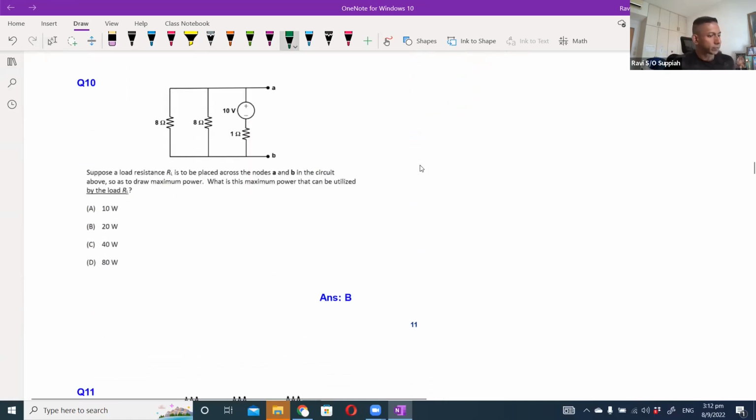Okay, question 10. Suppose load resistance RL is placed. What is the maximum power? Whenever you see this kind of statement, it is already a clear indication that you're supposed to use Thevenin's equivalent. To find VTH, it is the open circuit voltage, which is the voltage across this branch. So I can combine 8 and 8 to be 4. Then this will be 10 volts, and this will be 1.